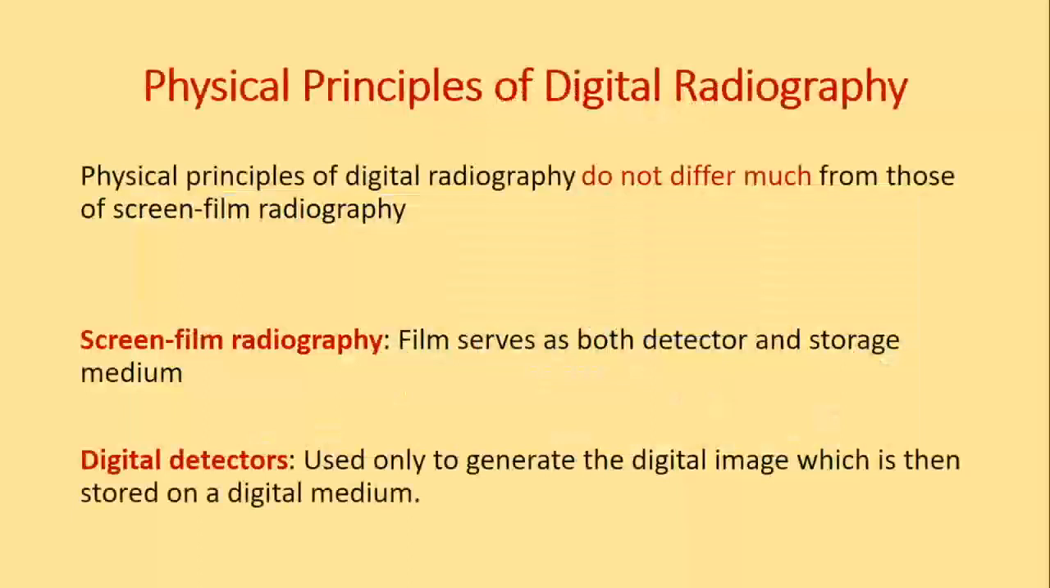So there's no big difference between digital and conventional imaging. In conventional imaging, all you have is the detector, the film, the typical IOPR, the intraoral film, that is both the detector, it detects, and it also stores information. Whereas in digital detectors, the detector is separate, and then you have to store it on a digital medium. That's the biggest difference.